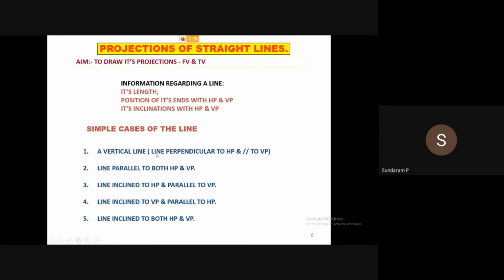A line perpendicular to the horizontal plane and parallel to the vertical plane, or a line perpendicular to the vertical plane and parallel to the horizontal plane, vice versa. So there are two conditions. Second condition, a line parallel to both the horizontal plane and the vertical plane. Previously, a line perpendicular to any one plane and parallel to the other plane.